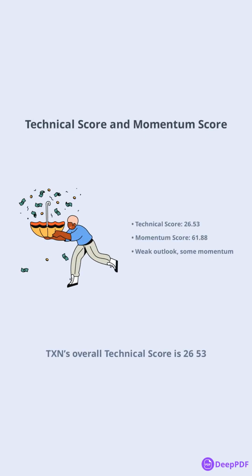TXN's overall technical score is 26.53, which is relatively low and signals a weak technical outlook. The momentum score, however, is higher at 61.88, suggesting that while the technicals are weak, there is still some underlying momentum that could support a rebound if conditions improve.